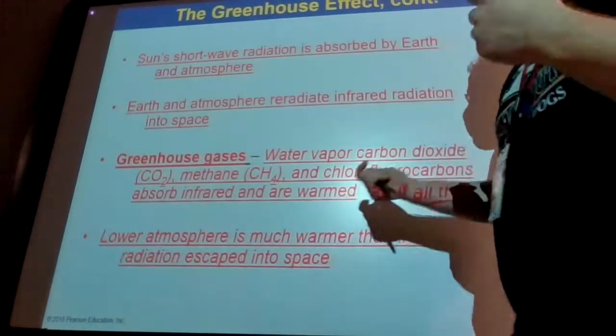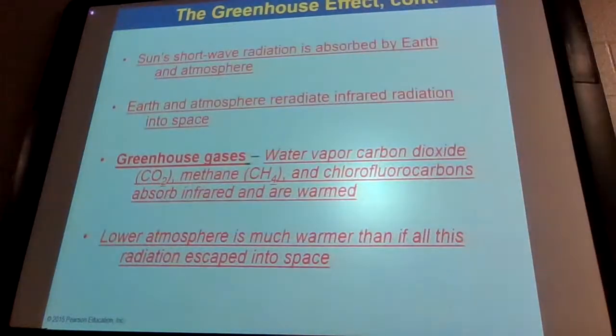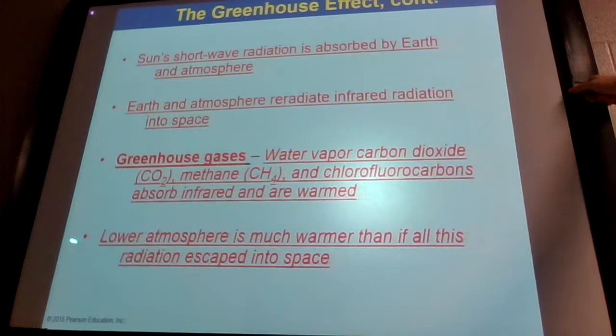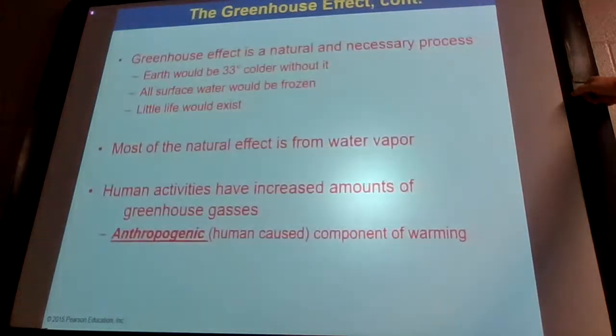We're really worried that if we get some things that start to trap heat in here, it's going to get really hot really quick, and we're going to have some issues with it. So the lower atmosphere is much warmer than if all this radiation escaped into space. So they're talking about the heat here, the heat budget. You can see what we're losing on the sun's energy and what gets reflected back out. And the point is, we want to not get too hot here.